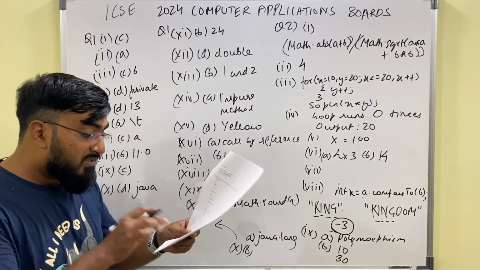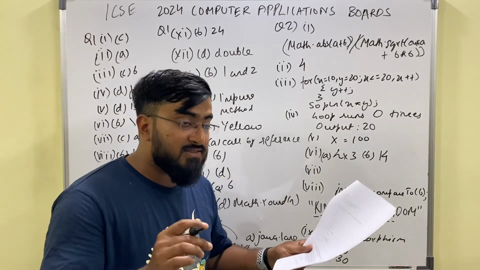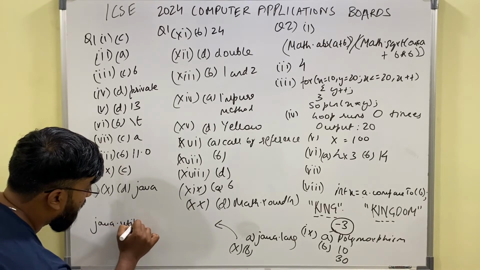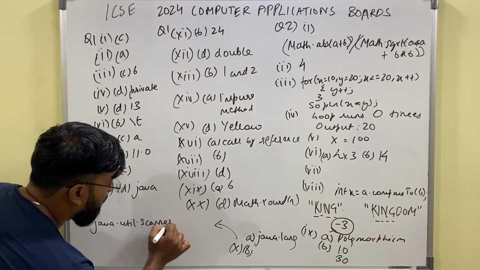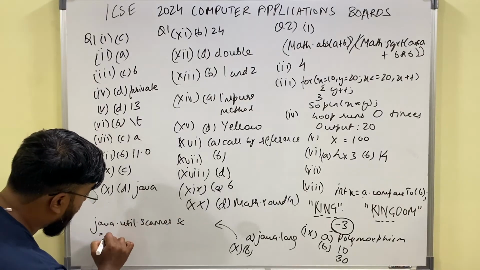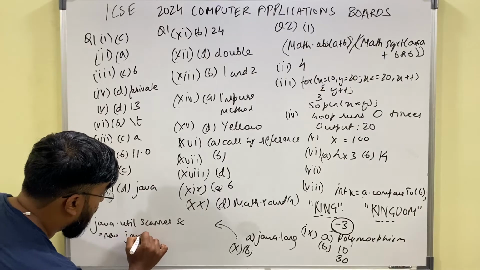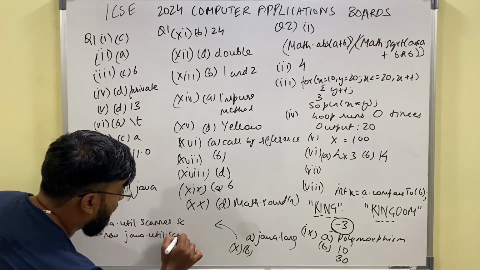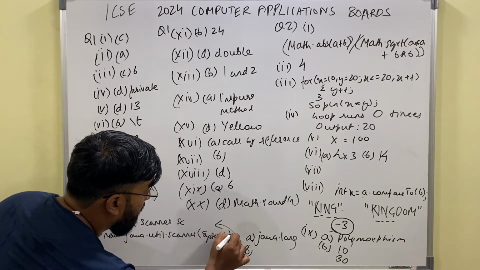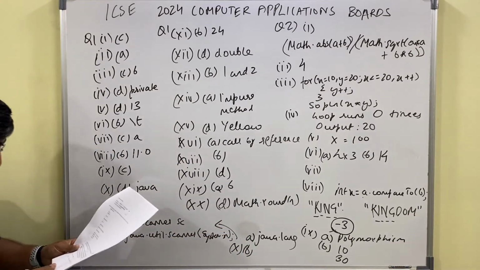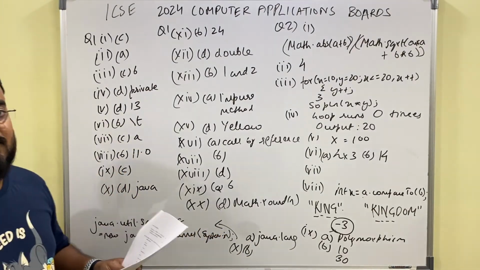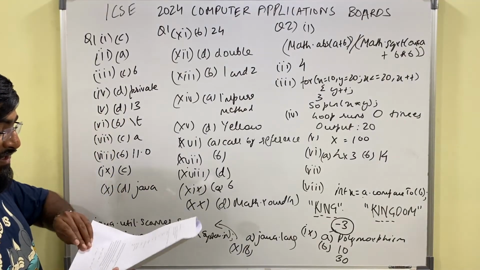It asks for a statement to access the Scanner class in the program. How do you access the Scanner class in the program? You basically say java.util.Scanner. If you want to create an object, you say java.util.Scanner sc, any variable name, equal to new java.util.Scanner, and in the constructor you pass System.in. Accessing the Scanner class in the program is something like this. So we are done with section 1.